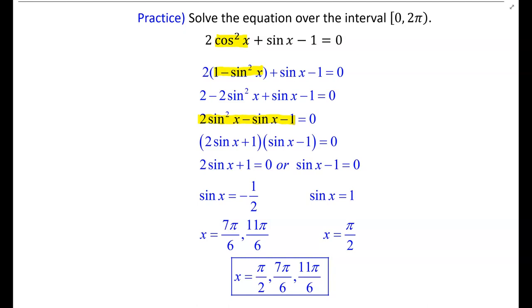And so once we do this, we get sine of x is equal to -1/2. Well, sine of x is 1/2 at a pi over 6 angle, and it is negative in quadrants 3 and 4, so that would be 7 pi over 6 and 11 pi over 6. Sine of x is equal to 1 at pi over 2, so there is our third angle.